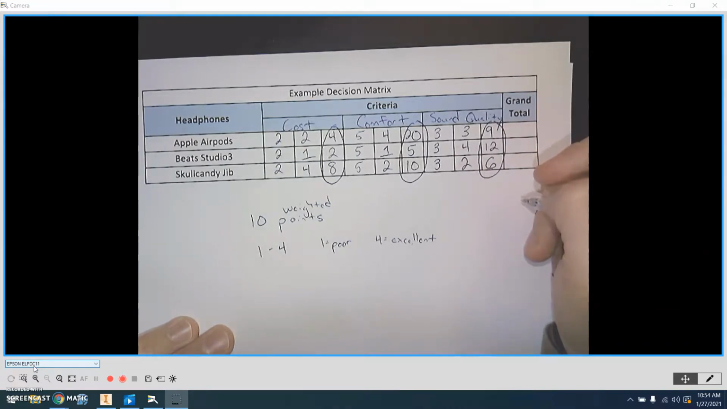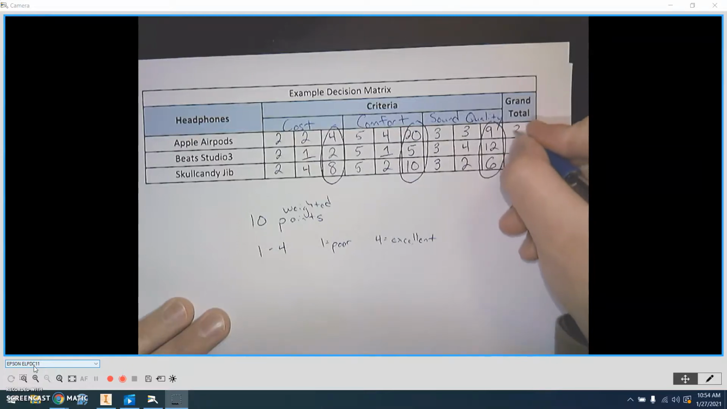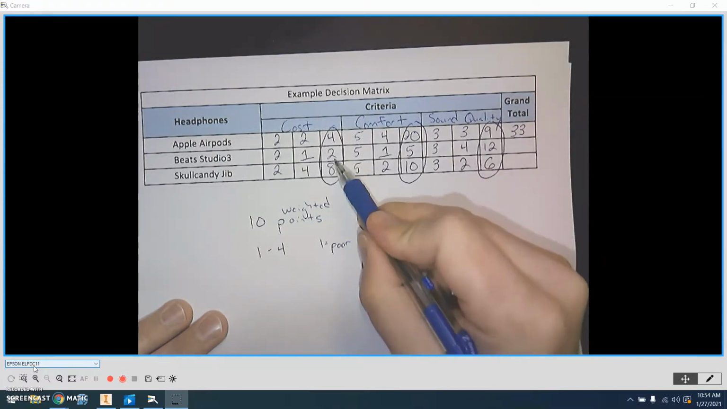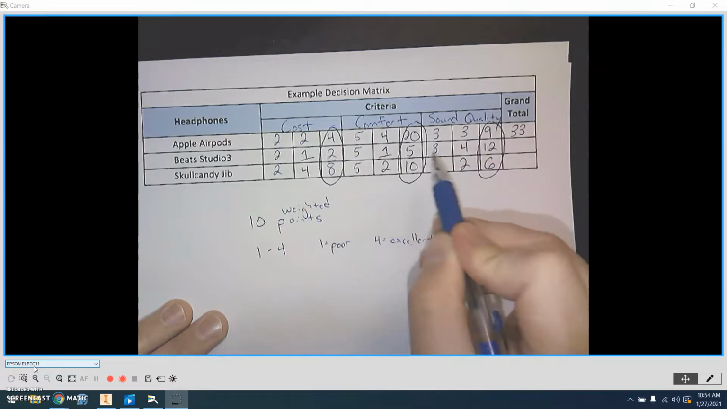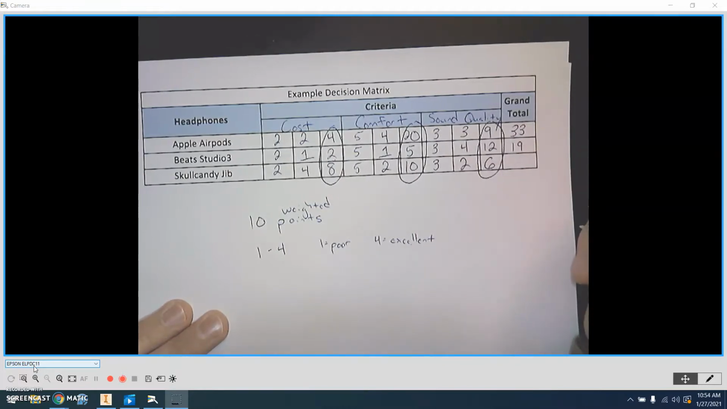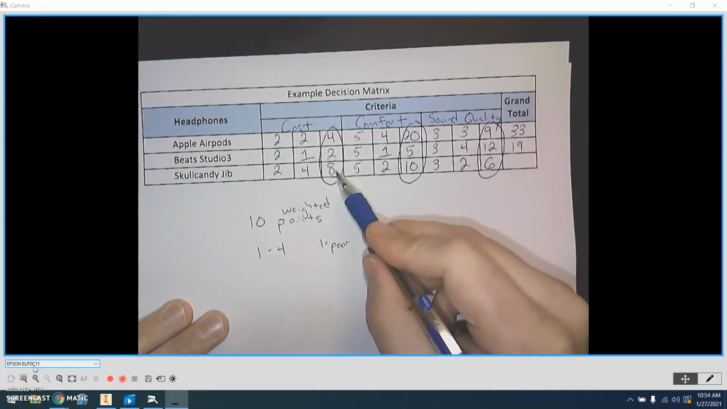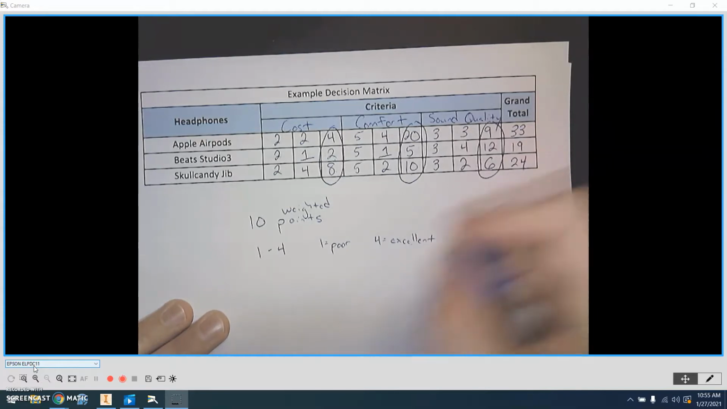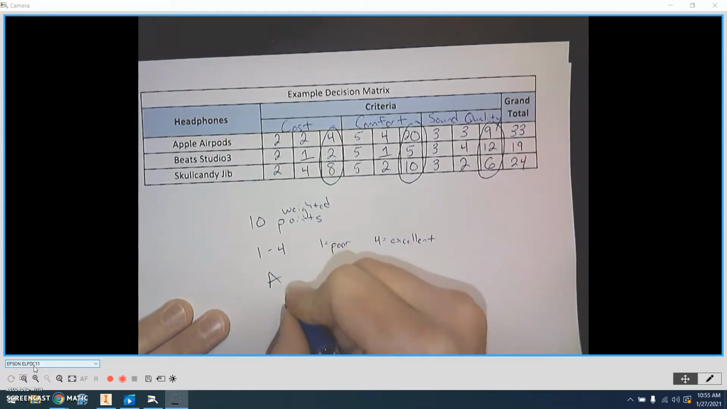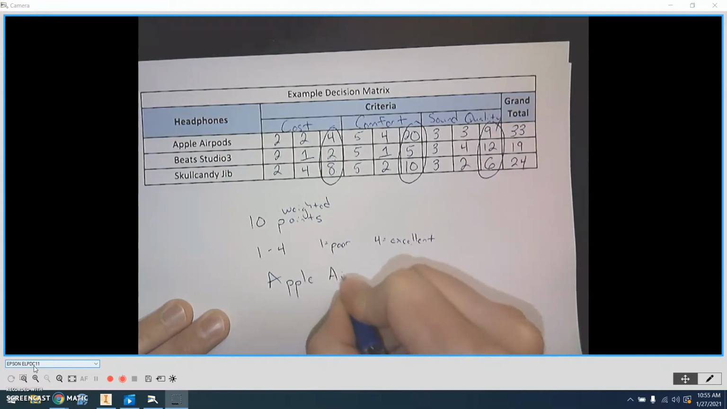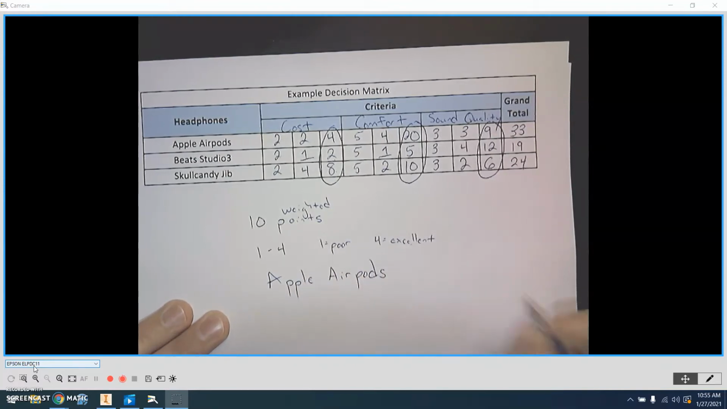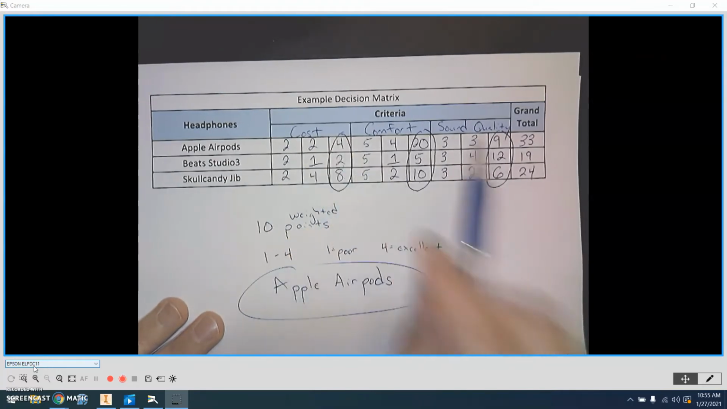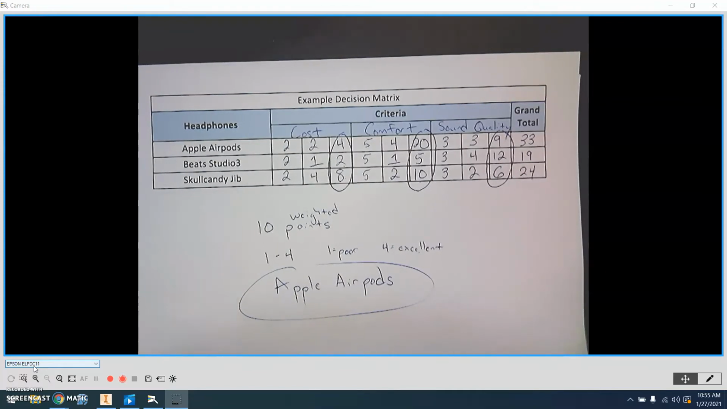So 4 plus 20 plus 9 is a grand total of 33 points for the AirPods. The Beats, they've got 2 plus 5 plus 12, which is 19. And the Skull Candy Jib got an 8 plus 10 plus 6, which is 24. So I would say the winners, at least according to my decision matrix, are the Apple AirPods. Doesn't mean I have to buy those, but looking at these 3 criteria, cost, comfort, and sound quality, the AirPods would be the best for me.